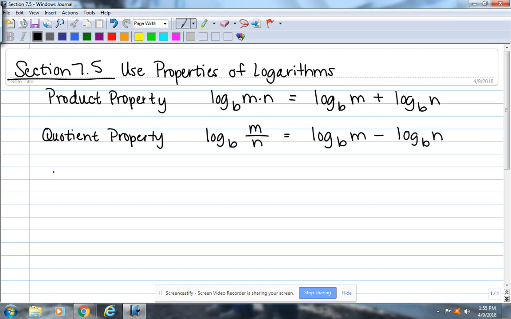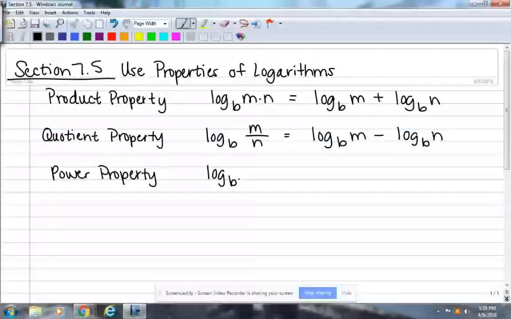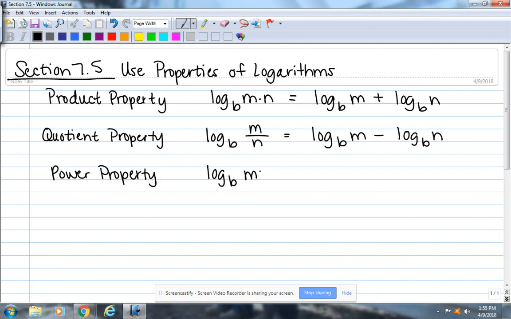And then we have the power property. Take the log of base b of m to the n power. All you do is rewrite it with the exponent in the front. So that's going to be n times the log of base b of m. So these will help us expand logarithms.